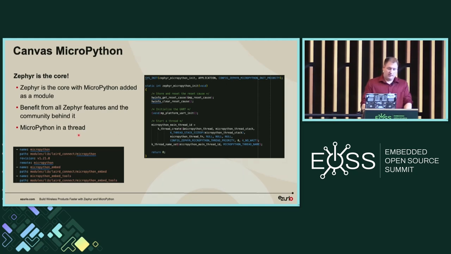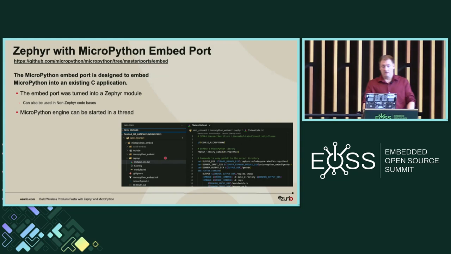So first, here's a little snapshot of our manifest where we're adding MicroPython pieces, pulling them down. And here's a quick snapshot where we're using sysinit to, on boot, start MicroPython up in a thread. We were able to do this because MicroPython has what they call an embed port. The embed port is designed to embed MicroPython in any other existing C application. We use this to our advantage because we were able to turn that embed port into a Zephyr module. Also, in case you don't have Zephyr, it will work as well.